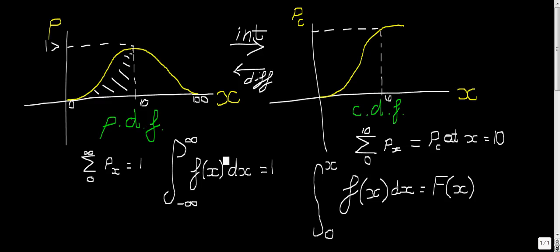A PDF tells you the probability of getting any specific value, and a CDF just tells you the probability of getting any specific value or less.